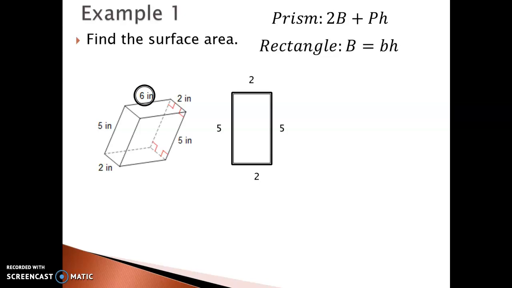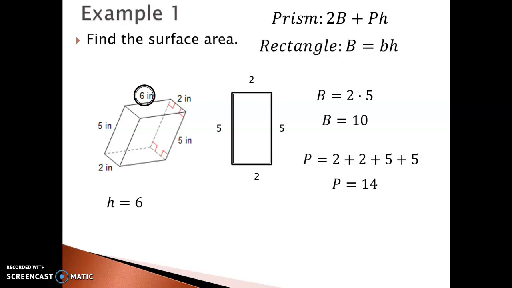So let's start with finding capital B. Capital B is the area of the rectangle. The rectangle is a 2 by 5, so we're going to do 2 times 5, and we get 10 inches squared. That is the area of our base. The perimeter of our base, if we add up all the sides, 2 plus 2 plus 5 plus 5, we get 14. So capital P is 14. And again, we circled our H, which is 6, so we can bring that down.